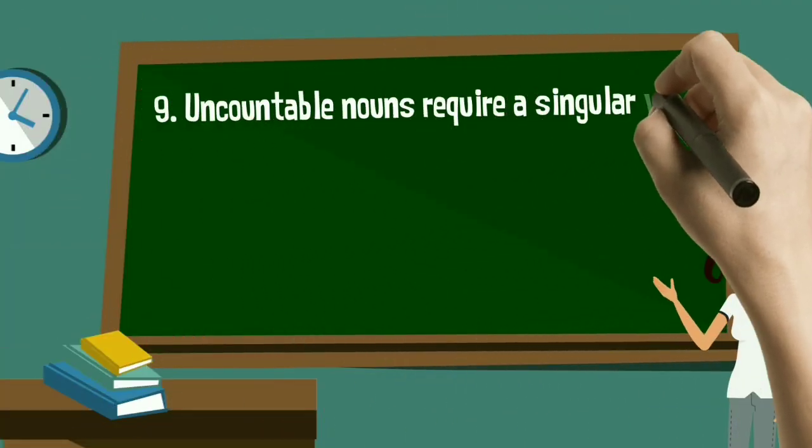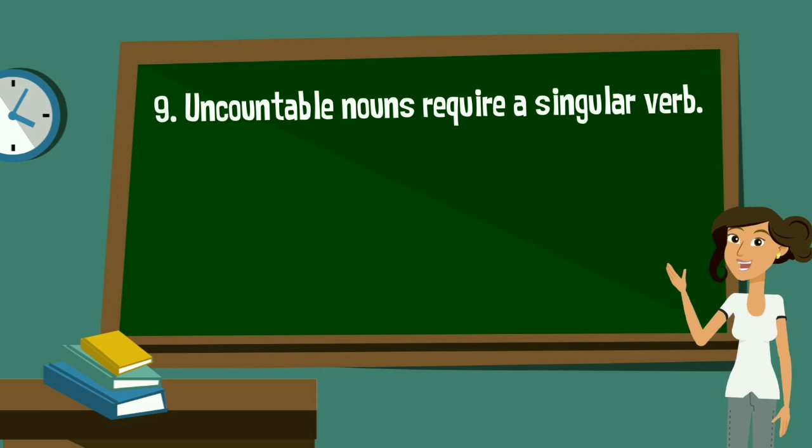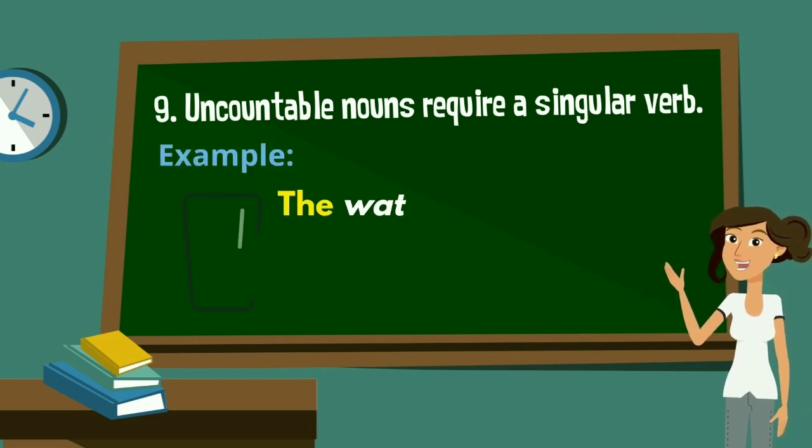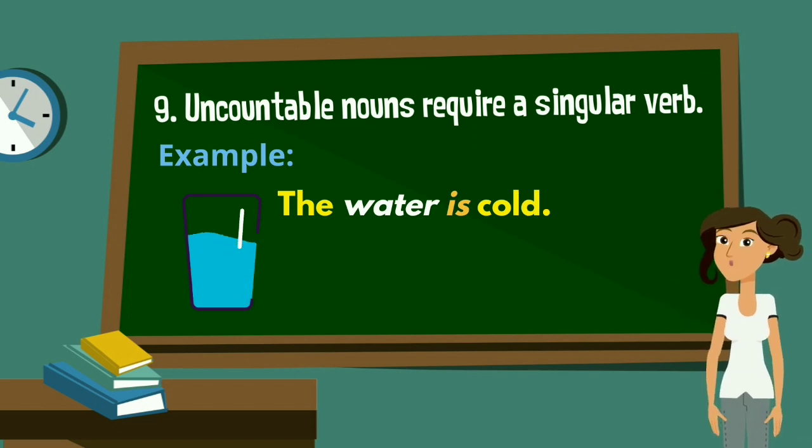Rule number 9. Uncountable nouns require a singular verb. Example, the water is cold. The subject is water, which is an uncountable noun. That is why the verb is singular.